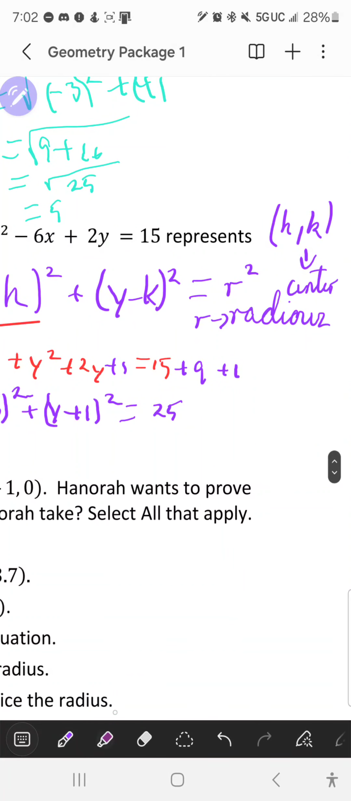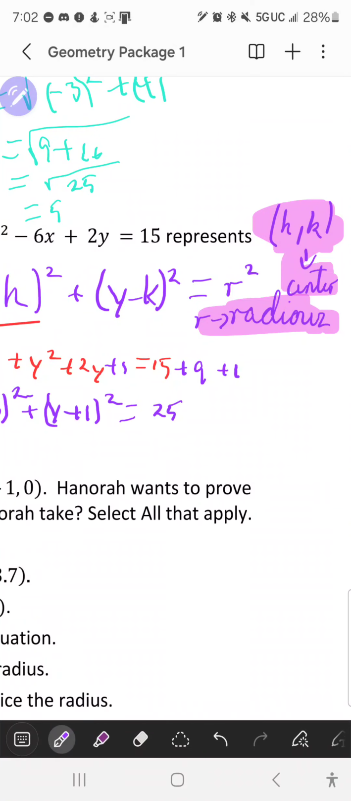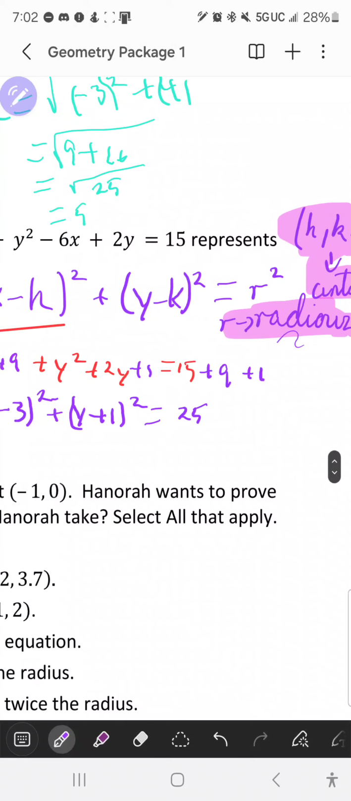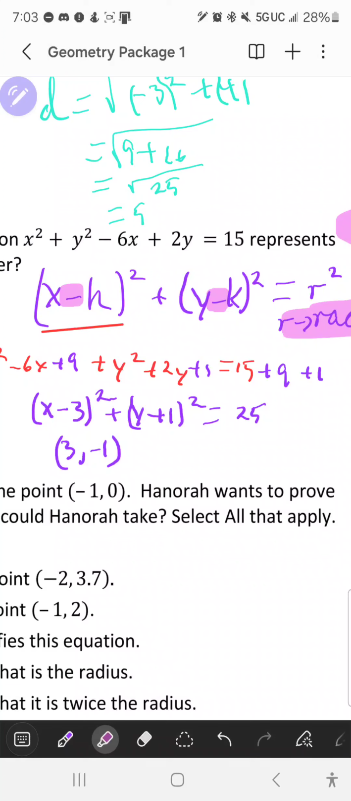And based on that, and what I said before, which is that this is the center and this is the radius, I will say that the center of this circle will be 3, negative 1, because in the equation we change the signs. The center is h, k, and in the equation they are negative, so we change the signs. And the radius will be the square root of 25, which is 5.